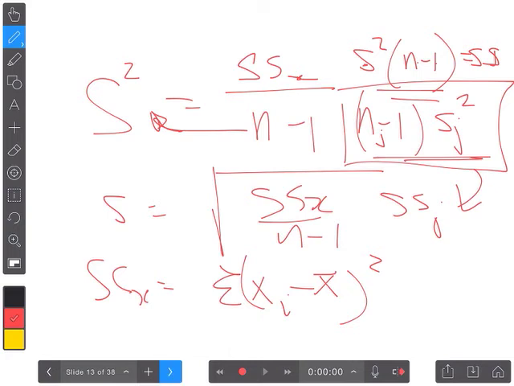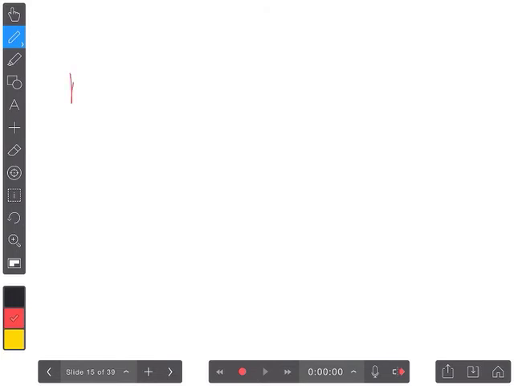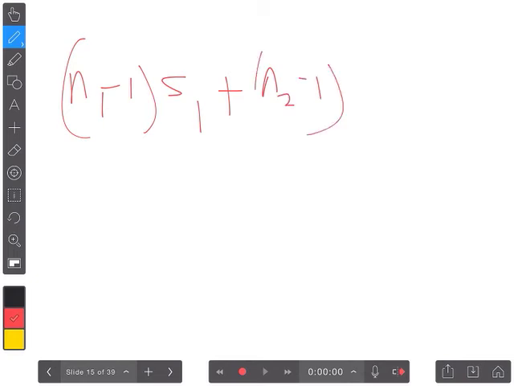So let's go back now and see what we have. If you look at this, we have nj minus 1 times sj squared, which is the sum of squares associated with treatment J. So if I want SS1 plus SS2 plus SS3, essentially what I should be doing is to take n1 minus 1 times s1 squared, plus n2 minus 1 times s2 squared, plus n3 minus 1 times s3 squared. That's for 3 samples, if I have 3 levels of treatments.